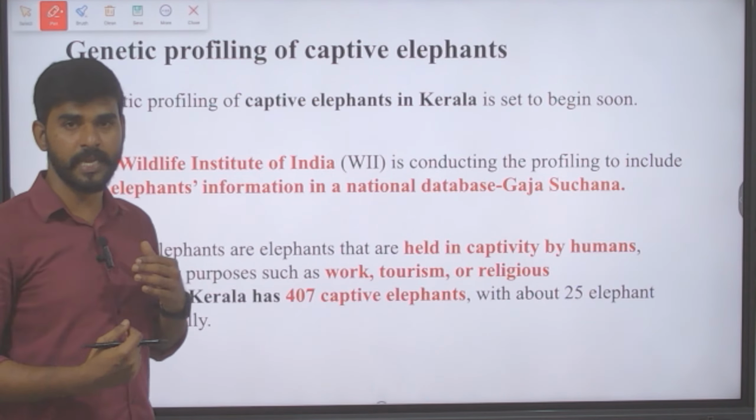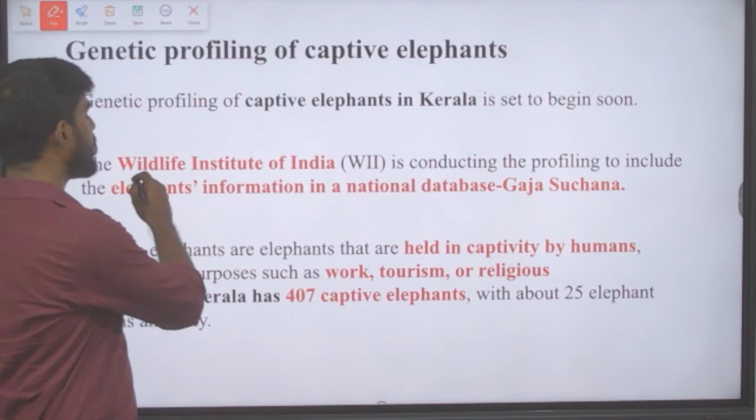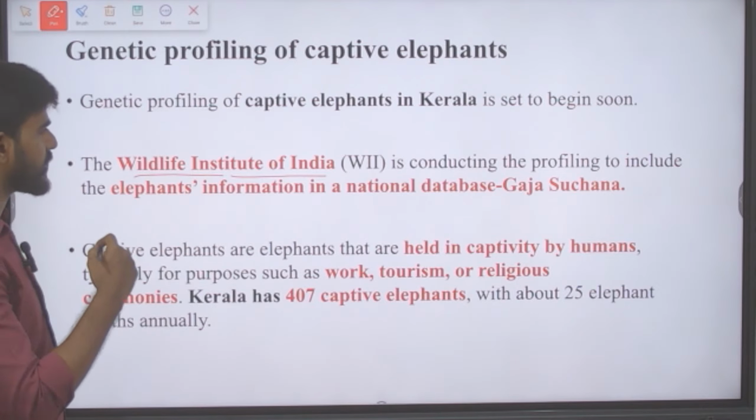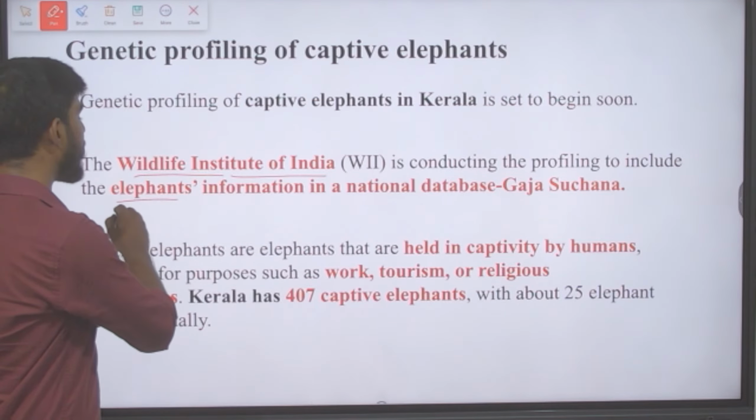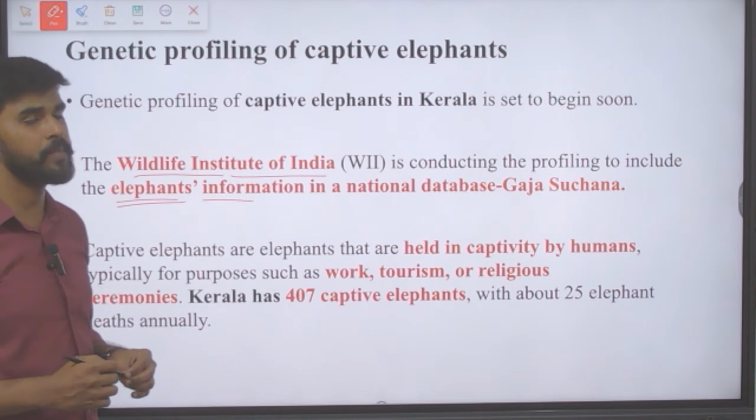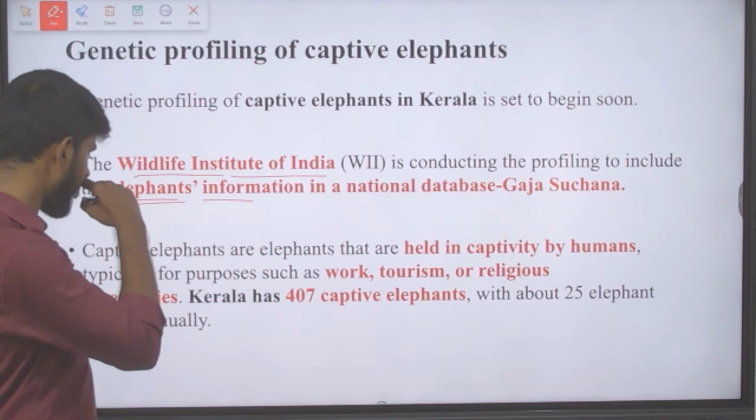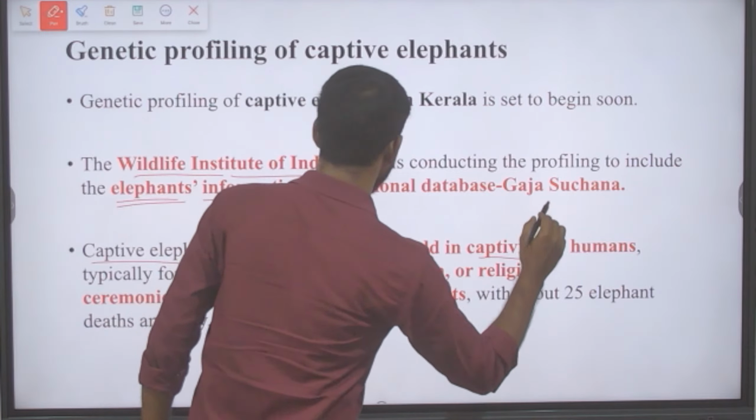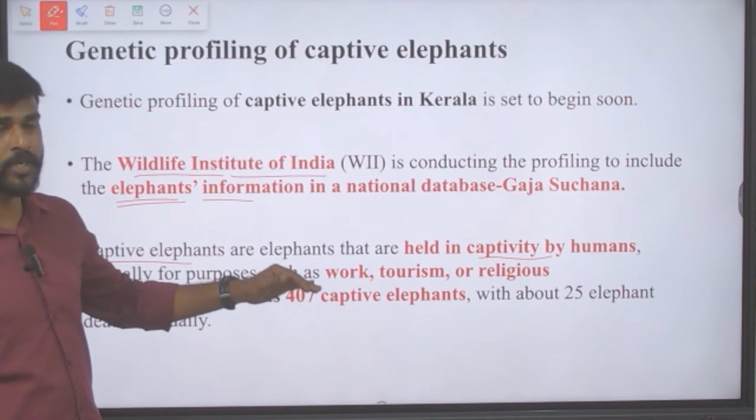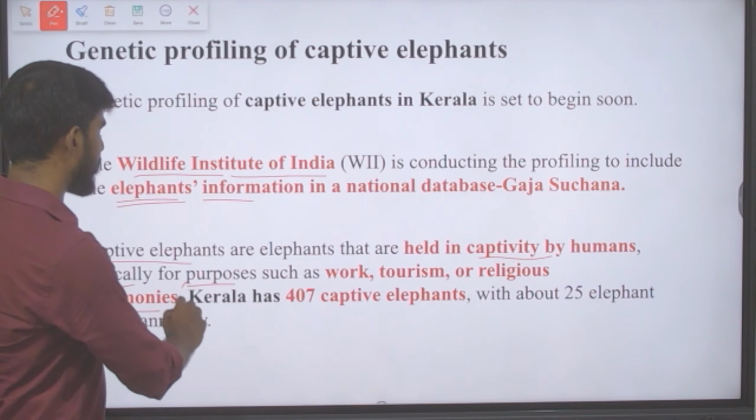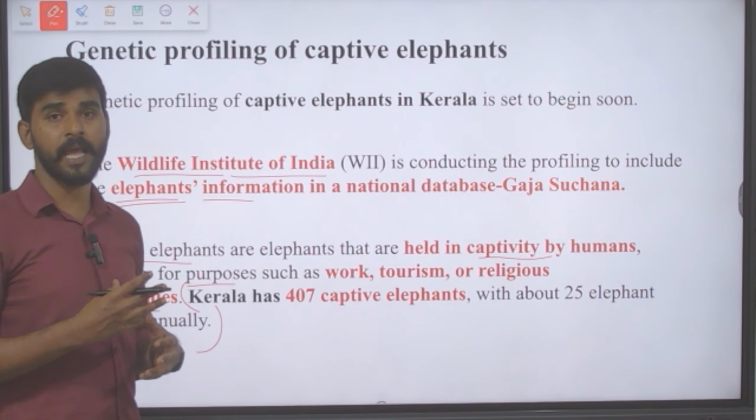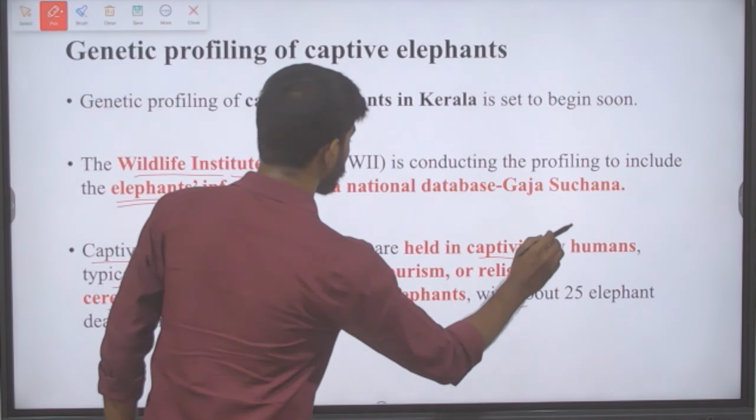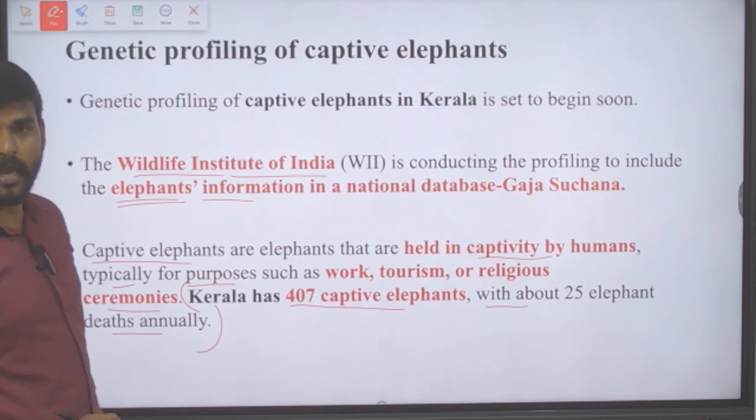And which organization is carrying out this genetic profiling? It is the Wildlife Institute of India. So Wildlife Institute of India is conducting the profiling to include elephants' information in a national database called Gaja Suchna. Okay, and what are captive elephants here? Those elephants that are held in captivity by humans, typically for purposes like work, tourism, and religious ceremonies. And when compared to other states, Kerala has many captive elephants. Okay, so Kerala has 407 captive elephants with about 25 elephant deaths annually.